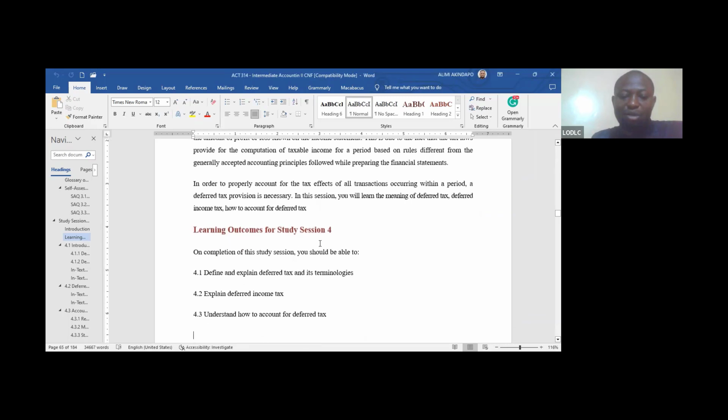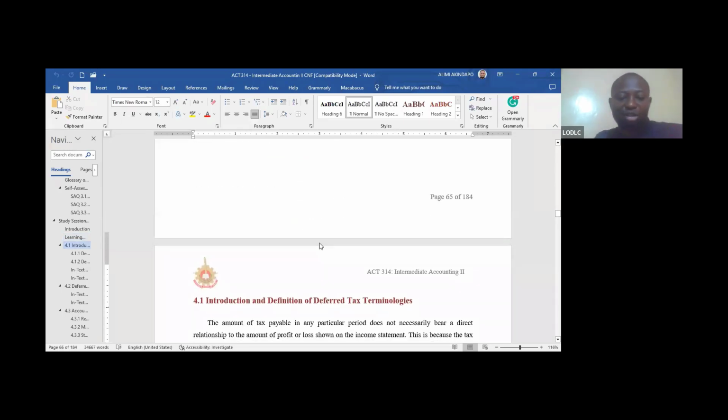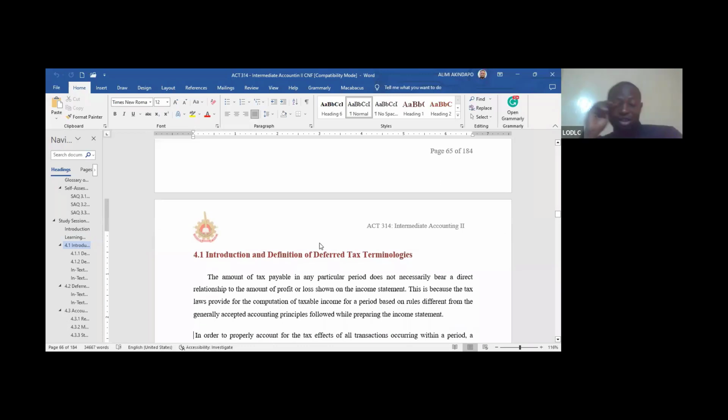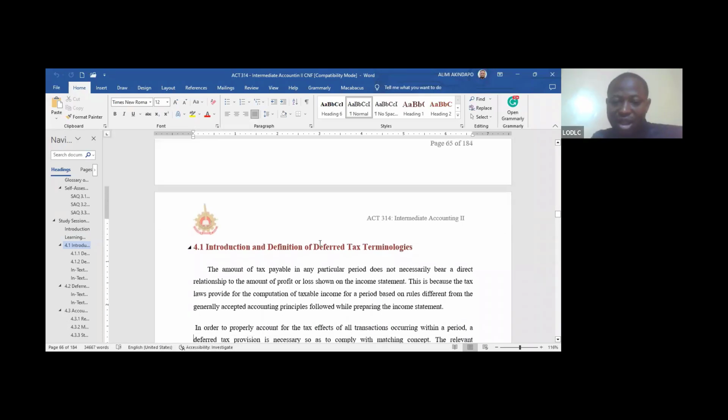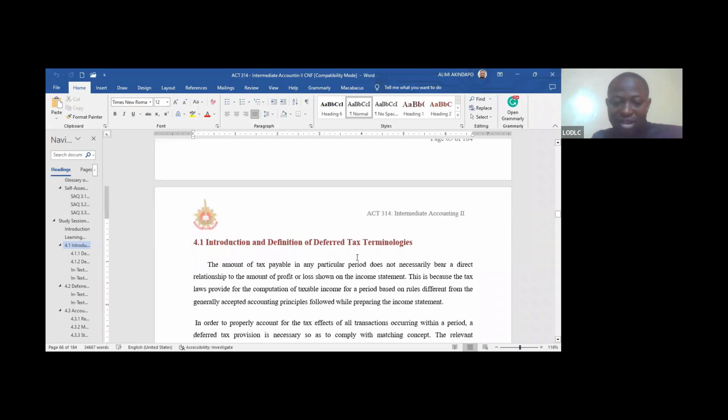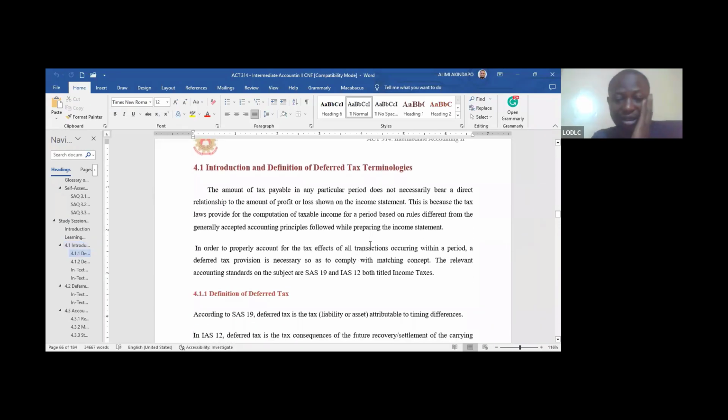One, we should be able to define and explain what deferred tax and its terminology means. Then we should be able to explain deferred income tax, and understand how to account for deferred tax. Let's quickly talk about the first learning outcome, which is the introduction and definition of deferred tax terminology. I said something about deferred tax the other time. Don't be confused. Deferred tax can either be deferred tax assets or deferred tax liability.